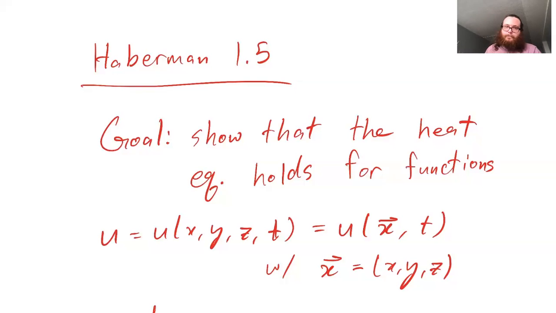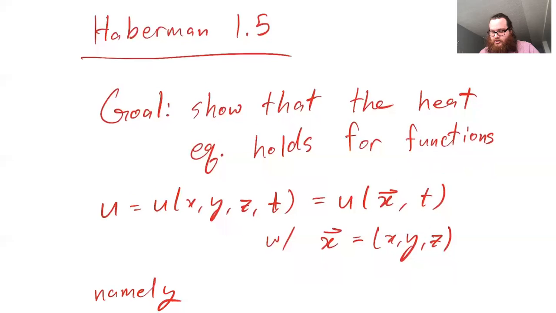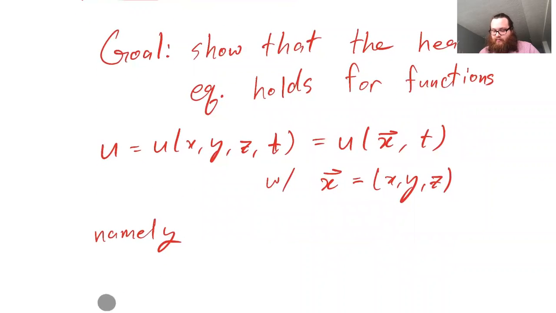Okay, so in this video, what we're going to do is start with Haberman's section 1.5. Essentially the goal of this section is to show that the heat equation, or how heat flows, is essentially the same equation in higher dimensions. The goal of the section will be to show that the heat equation holds for functions that may depend on multiple variables, either 2D, 3D, in general however many dimensions you want.